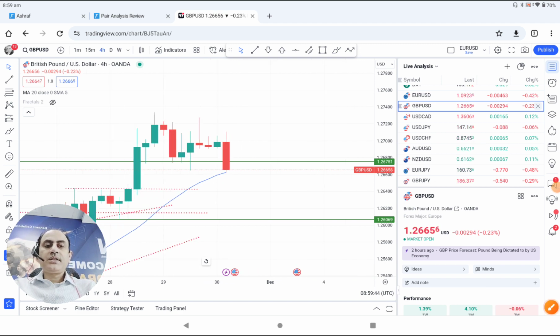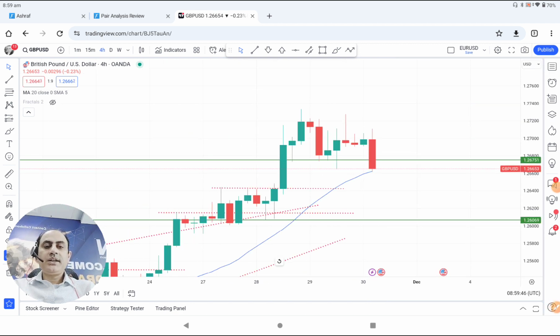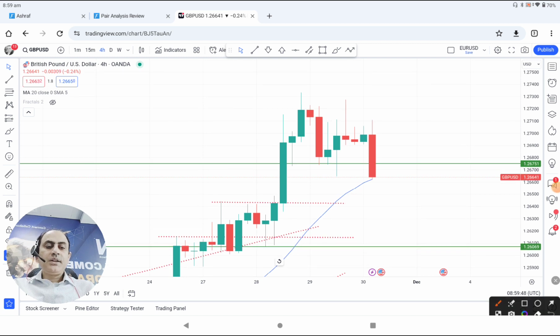let me make it slightly bigger. So if you look at here, as explained, the price action. You can see the price rejected many times. You can see here, so many times rejection, and we were looking for this breakout.